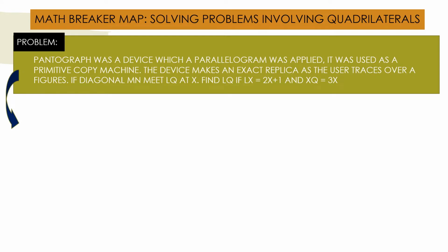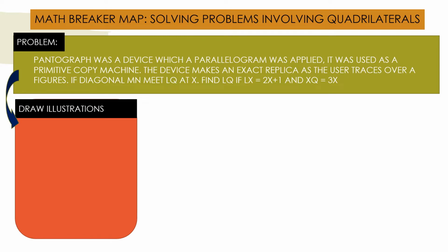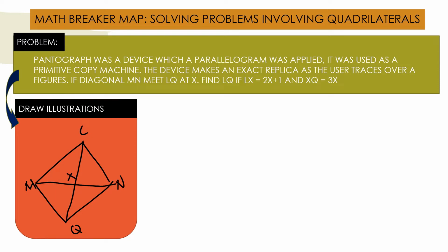As an initial step, we need to write the problem in the first box. The first step, we need to have our illustrations. So let's say this is our parallelogram based on the pantograph that was given. Let us name each of the vertices MN, LQ. And let us first draw the diagonals, because we need to find the measure of LQ with a given quantity LX and QX.